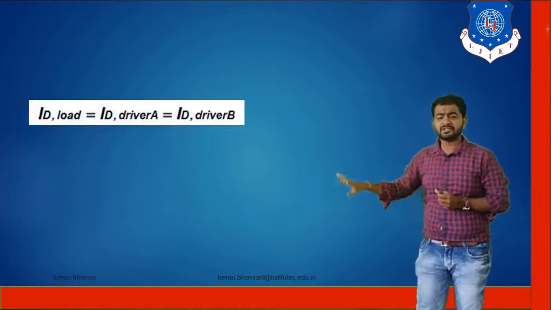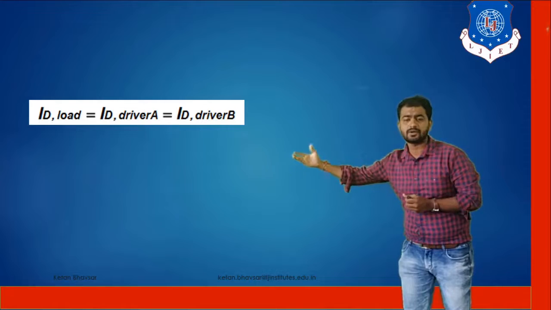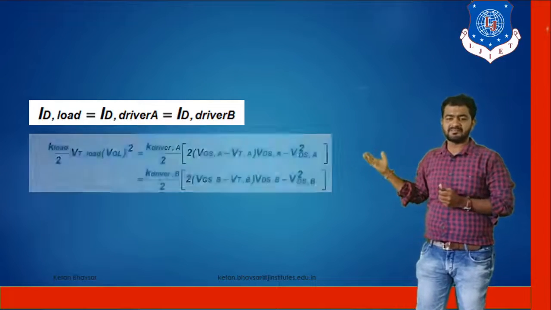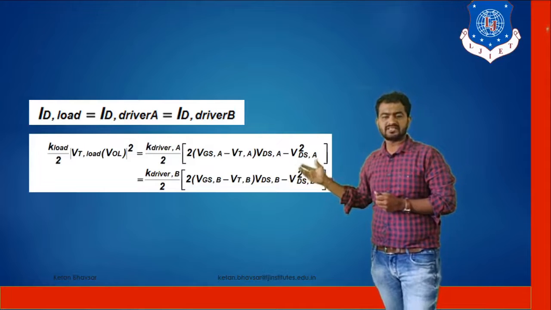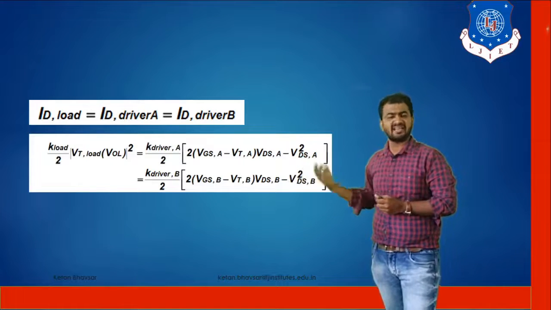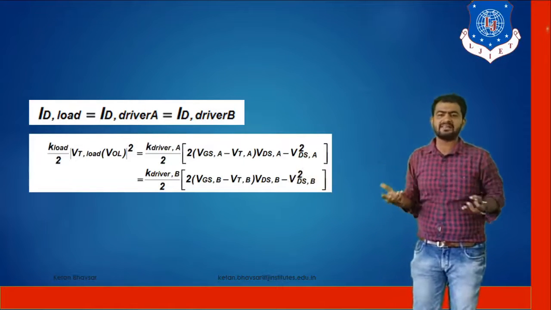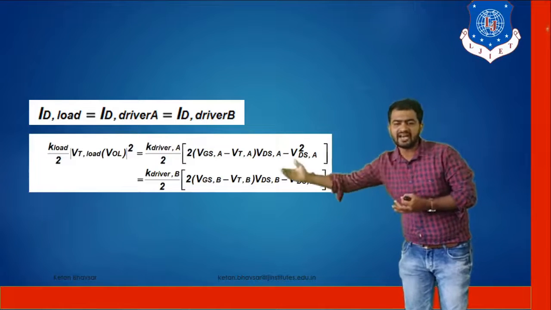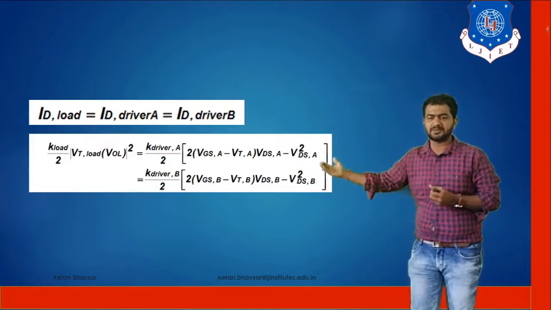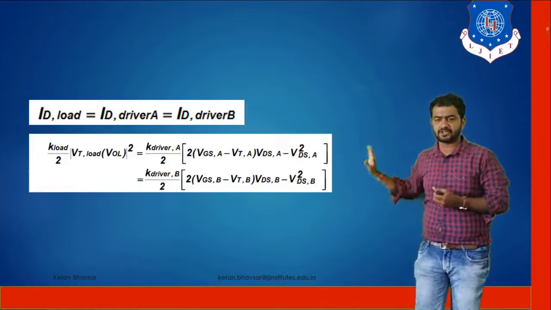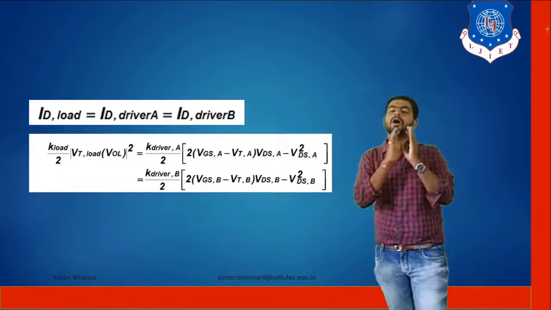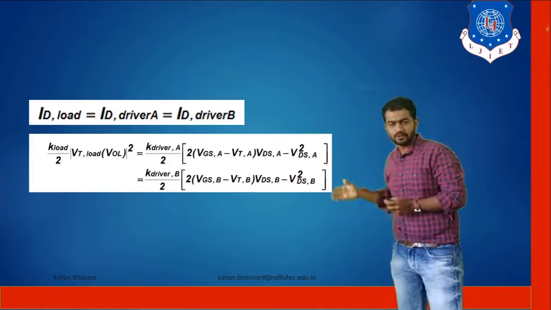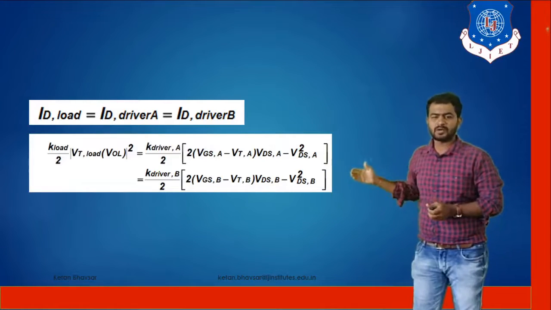Now similarly for the drain current ID calculation, the ID load is equal to ID drain A, equivalent to ID drain B. So K load by 2 times (VT load − VOL) square is equal to K driver by 2, where K by 2 is mu n Cox W by L, that you already know. For driver A and driver B, similarly, (VGS − VTO) into VDS minus VDS square for the saturation region. Right now we are talking about two inputs, so we have two equations for A and B.